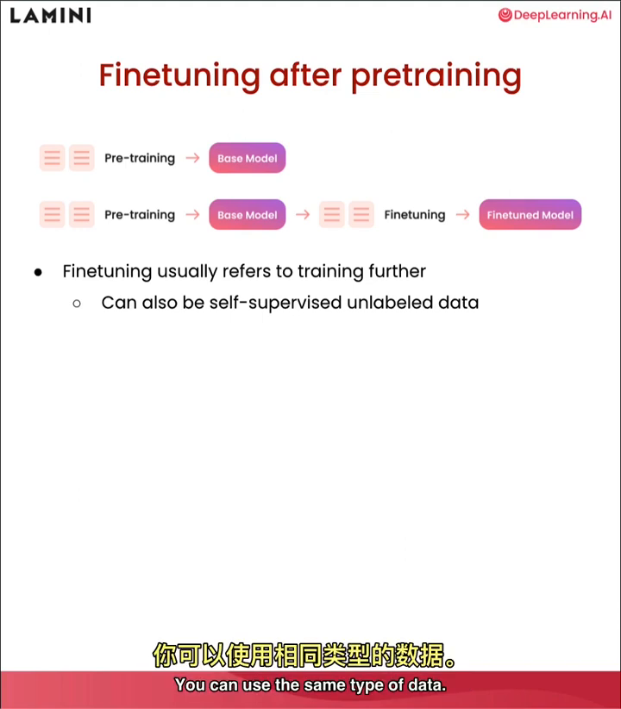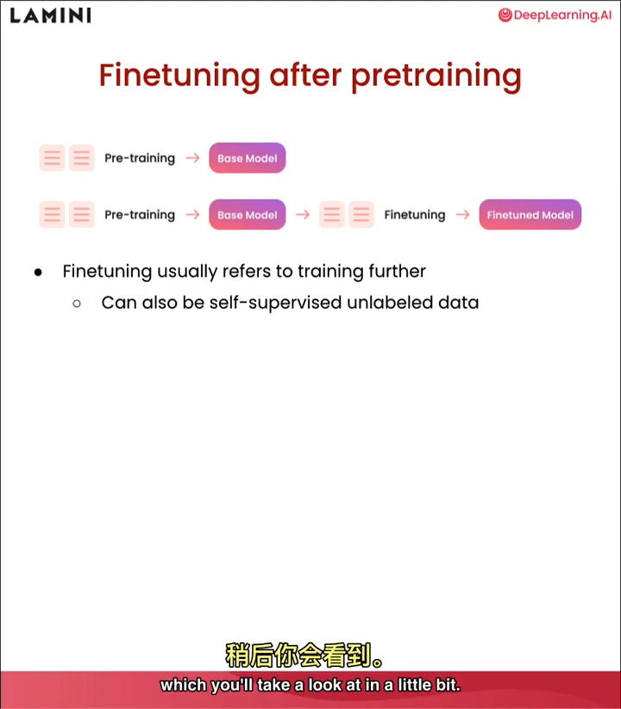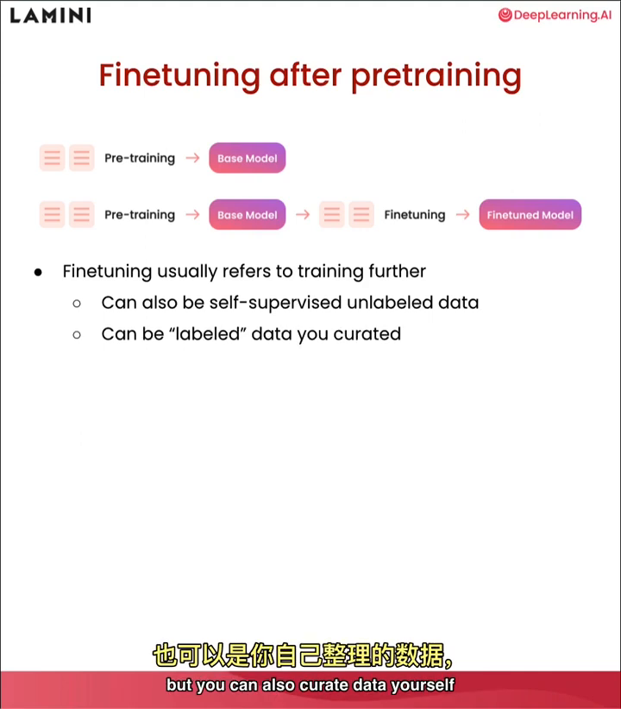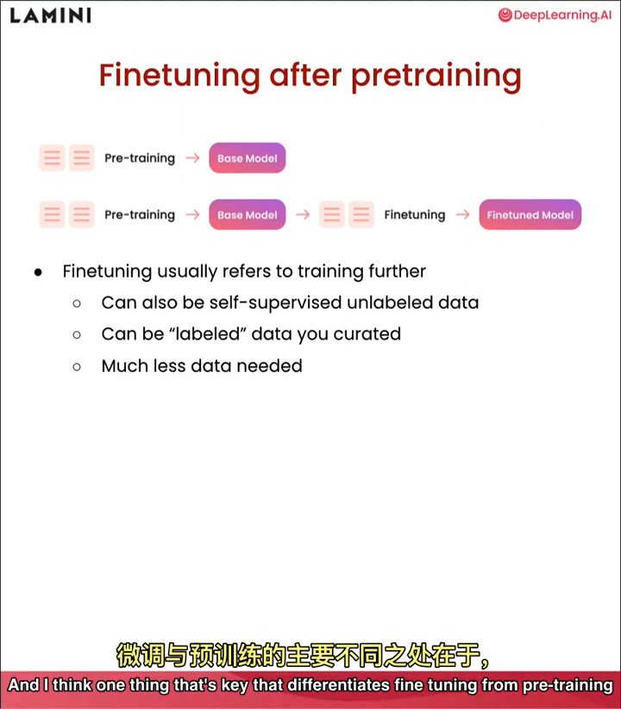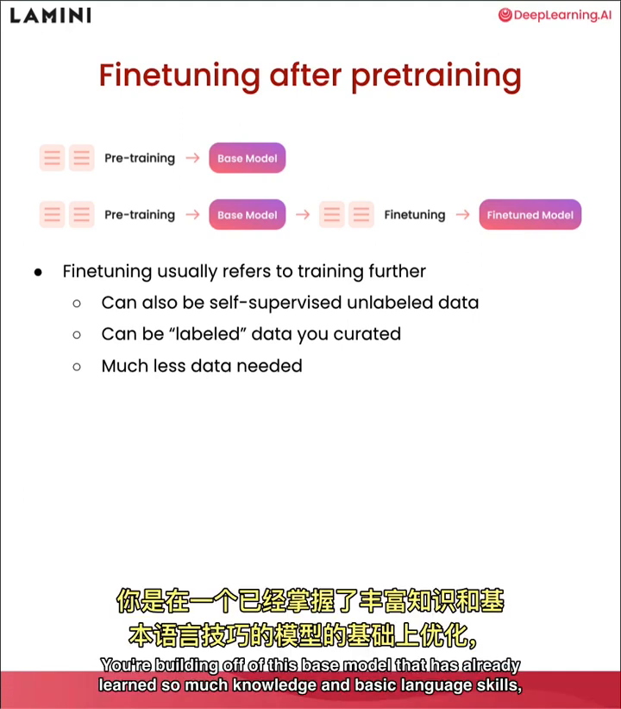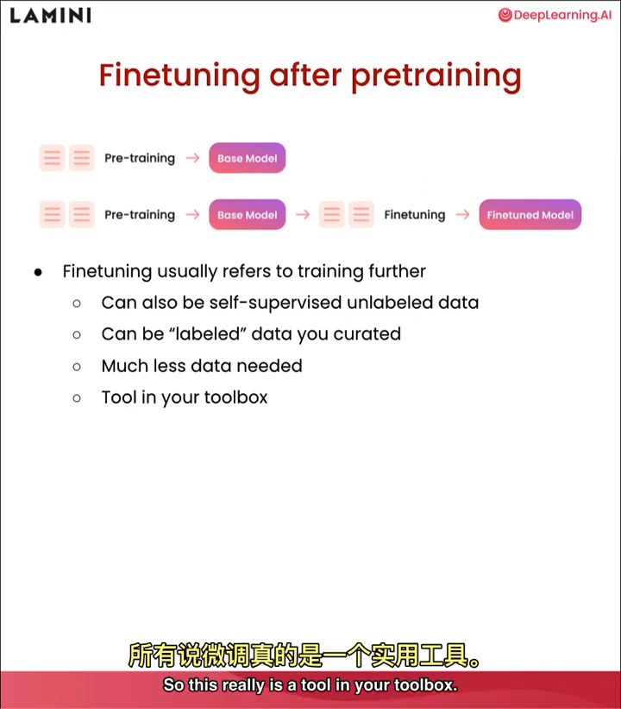You can use the same type of data. You can actually probably scrape data from different sources and curate it together, which you'll take a look at in a little bit. So that can be this quote-unquote unlabeled data. But you can also curate data yourself to make it much more structured for the model to learn about. And I think one thing that's key that differentiates fine-tuning from pre-training is that there's much less data needed. You're building off of this base model that has already learned so much knowledge and basic language skills that you're really just taking it to the next level and you don't need as much data. So this really is a tool in your toolbox.